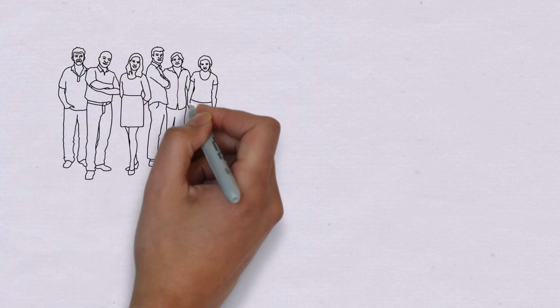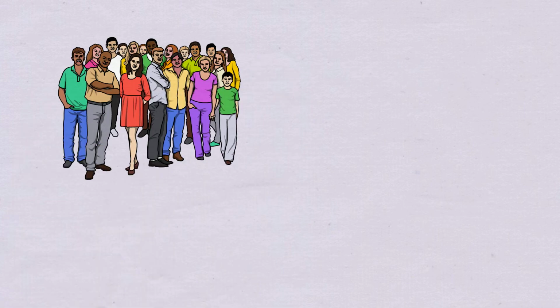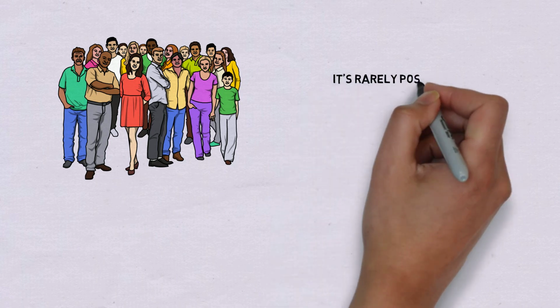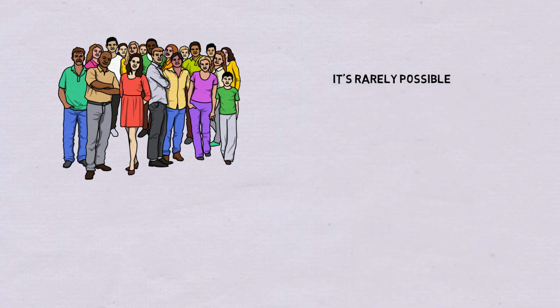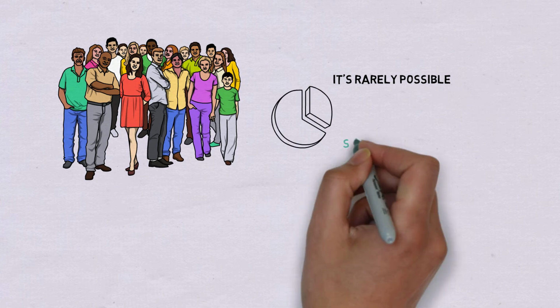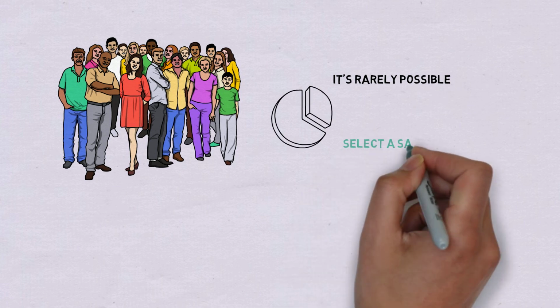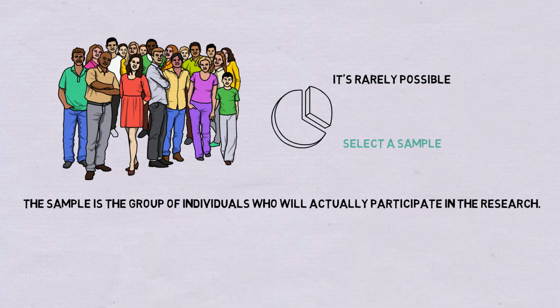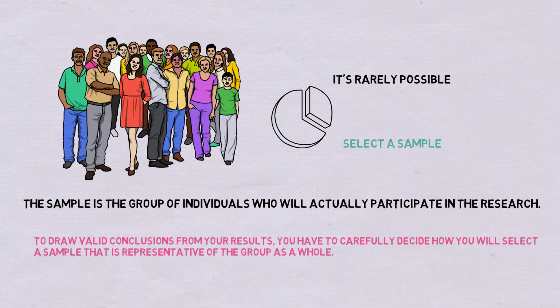Let's see an example. Consider you want to take a survey of 1 lakh people on whether they like ice cream or not. It is rarely possible to survey everyone, so we select a sample from them. The sample is the group of individuals who will actually participate in the research. To draw valid conclusions from the result, you have to carefully decide how you will select a sample that is representative of the group as a whole.